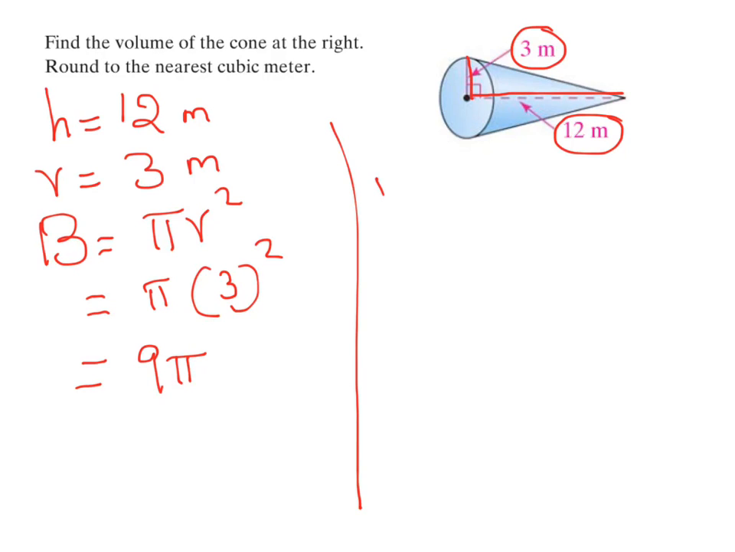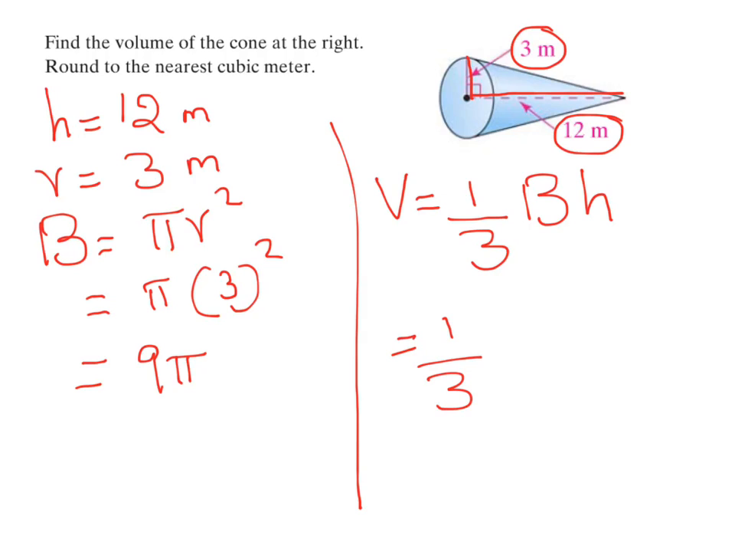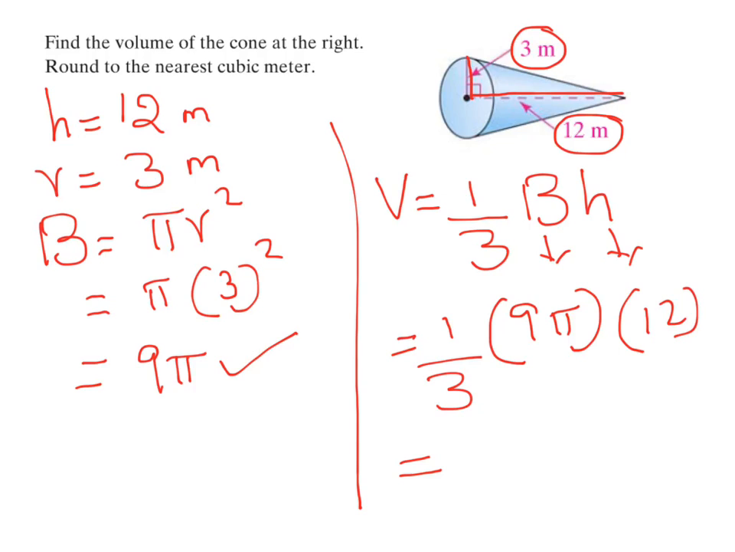What is the formula to find the volume of a cone? It's 1 over 3 area of the base times height, which is equal to 1 over 3 times area of the base, which is 9 pi, times height of the cone, which is 12. And that is going to be equal to 113.0 meter cube. That is the volume of the cone.